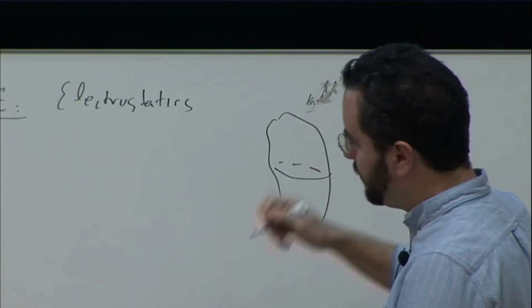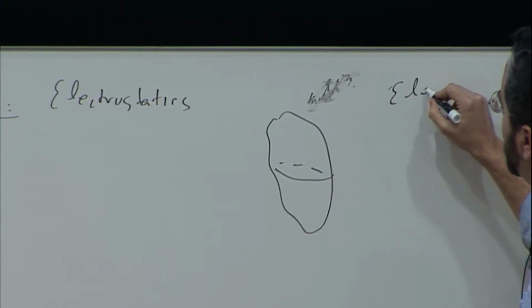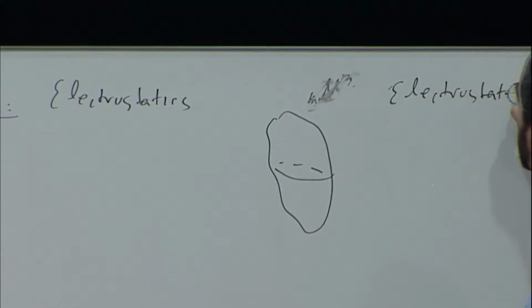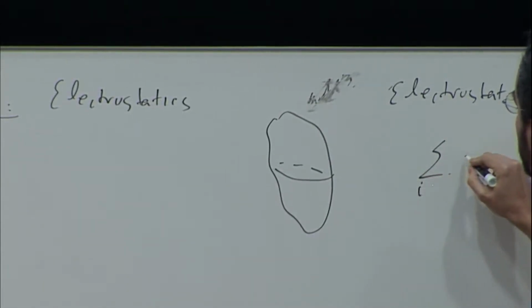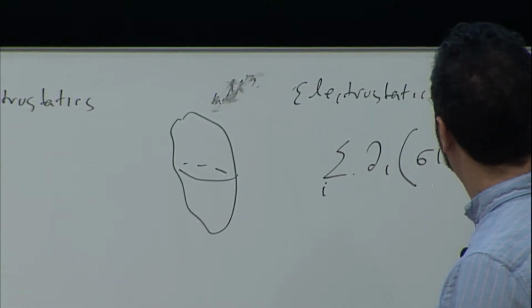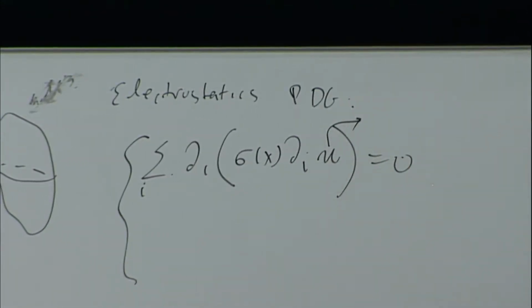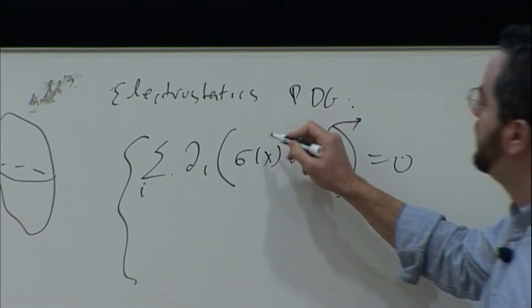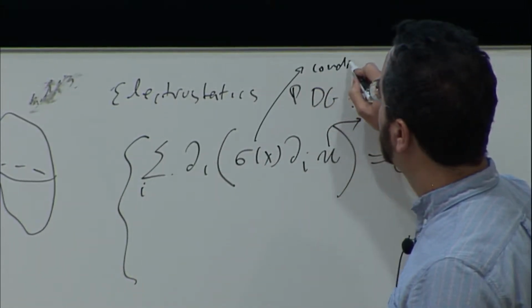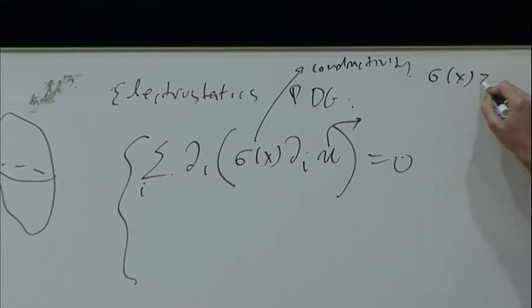Let's even think of a domain, a three-dimensional object in Euclidean space, which conducts electricity. The main PDE in electrostatics is that the sum of partial i, sigma of x, partial i again of u, is equal to 0, where u represents the voltage, the electrostatic potential, and sigma represents the conductivity. Sigma here is a positive function, and u is only defined up to a constant, obviously.